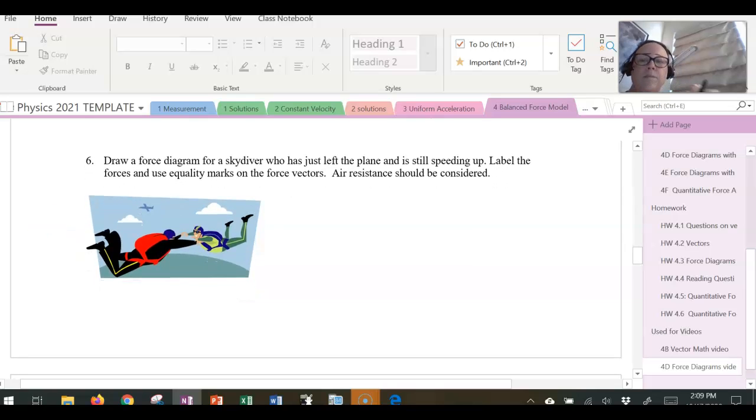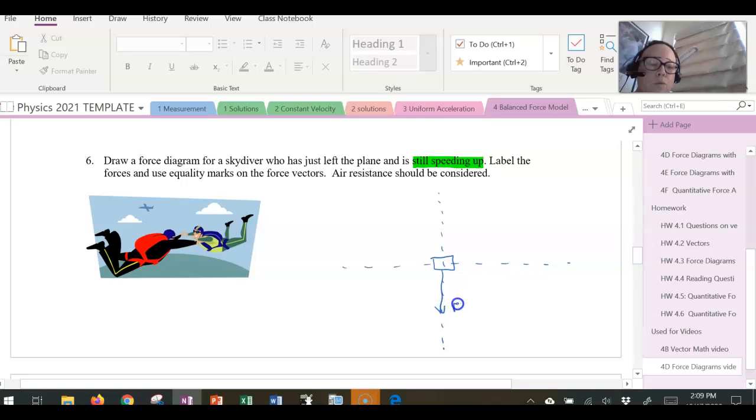What about this one? Here we have a skydiver. They've just jumped out of the plane and they are still speeding up. Okay, so that tells me net force is not 0, right? Because the velocity is not constant. But let's look at the forces on here.